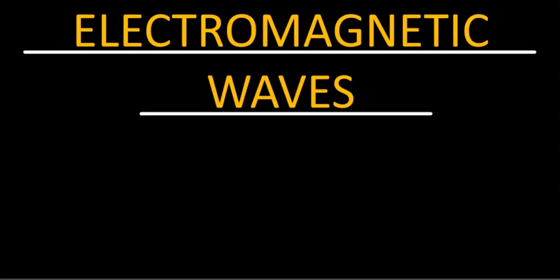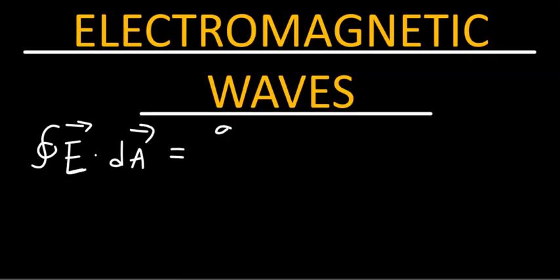In this video, we shall talk about electromagnetic waves. Let's first write down a bunch of important equations that we have encountered before. The first equation is Gauss's law. It says the electric flux through a closed surface equals the net charge that is contained within that surface over epsilon naught, the permittivity of vacuum.